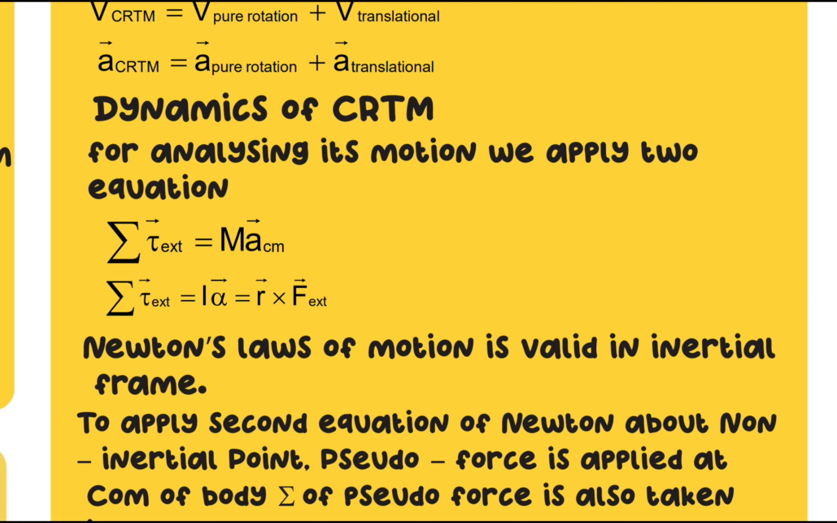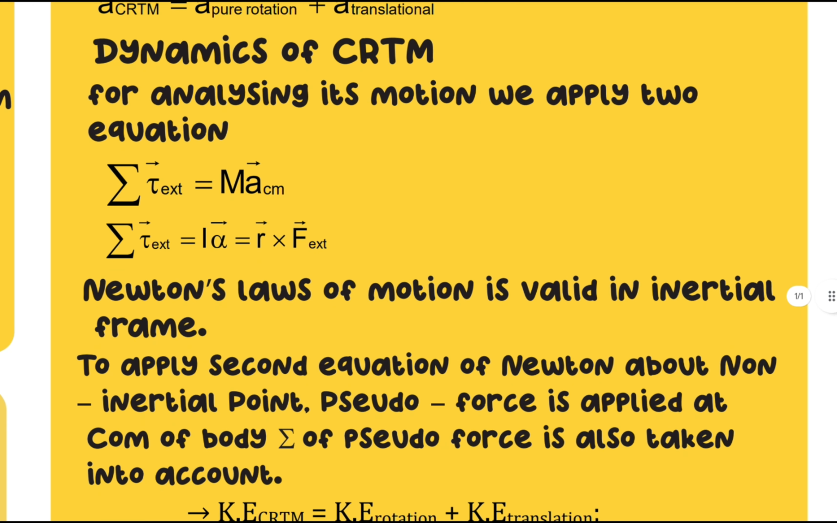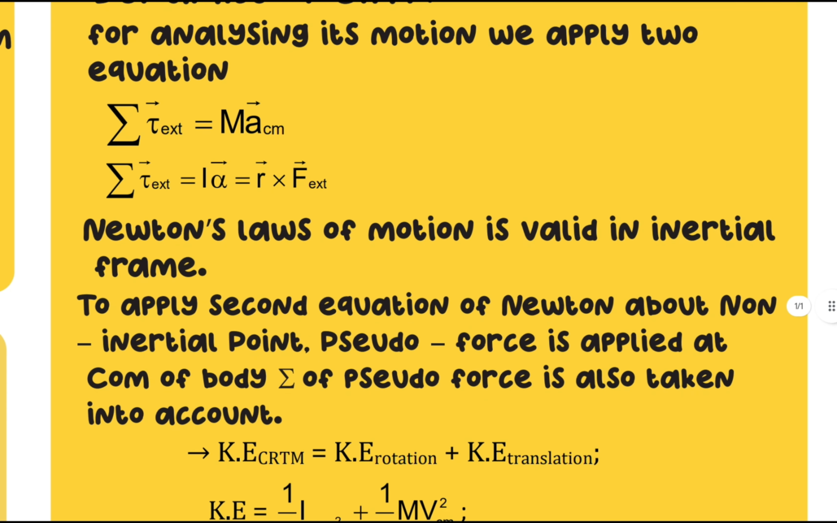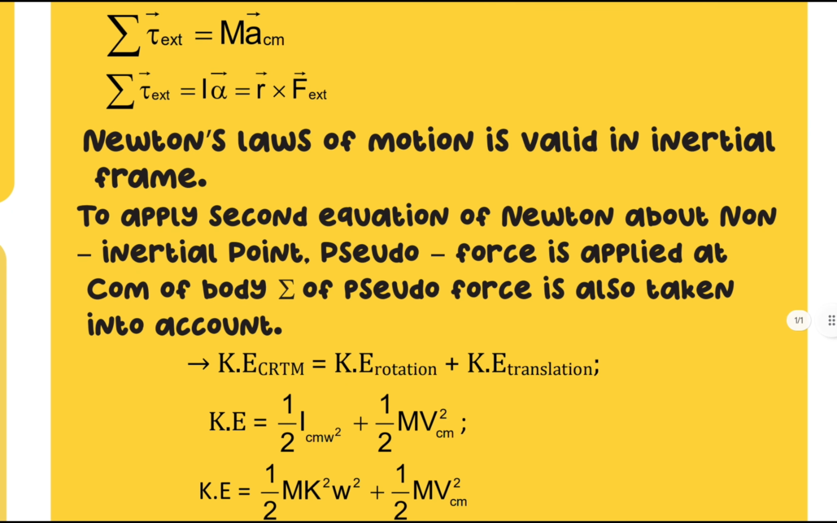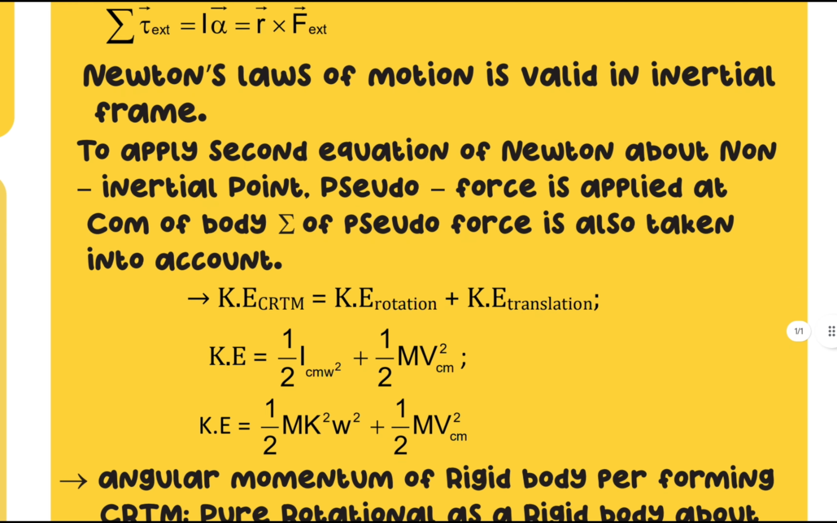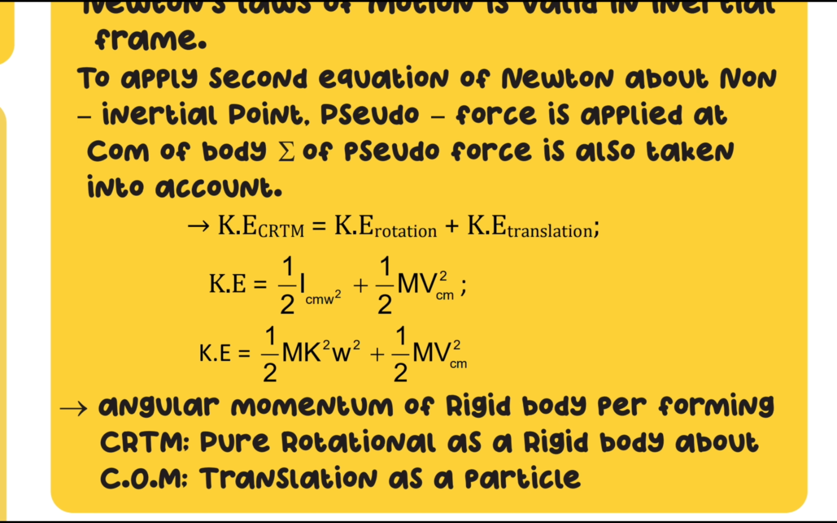Dynamics of CRTM. For analyzing its motion, we apply two equations. First, summation of external force is equal to mass into acceleration of center of mass. Second, external torque is equal to I alpha, which is equal to r cross F. Newton's law of motion is valid in an inertial frame. To apply the second equation of Newton about a non-inertial point, a pseudo force is applied at the center of mass of the body. The torque of the pseudo force is also taken into account.